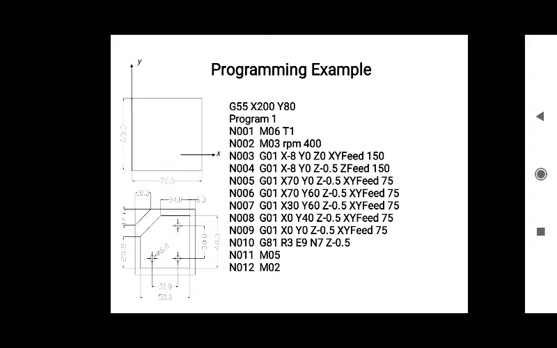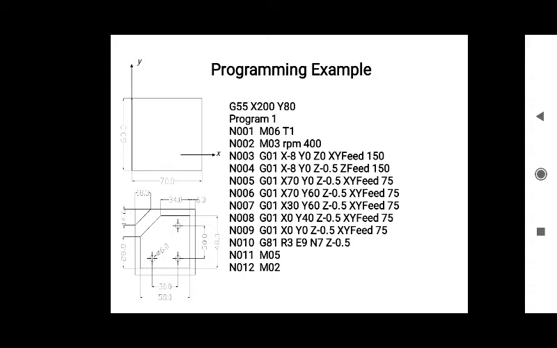Now next, that is N004, G01 X minus 8 Y0 Z minus 0.5, Z feed 150. That means lower the end mill to the depth of cut. Now next, that is N005, G01 linear interpolation X70 Y0 Z minus 0.5, XY feed 75.